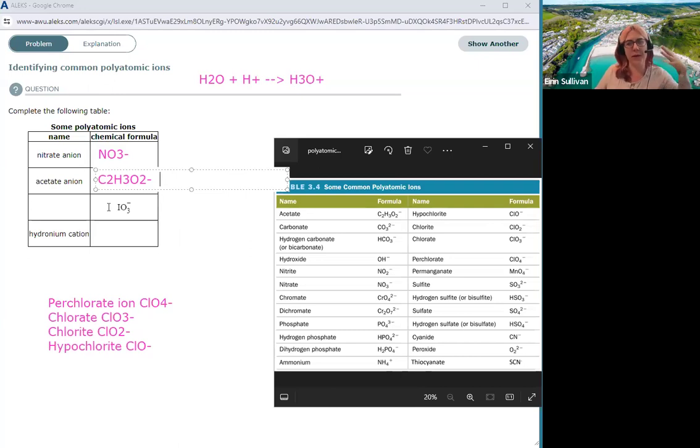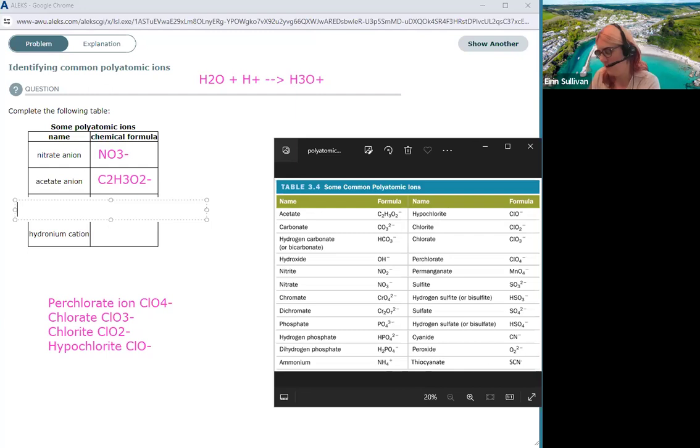So IO3 minus follows the same pattern as chlorate versus chlorite. This will be the iodate ion. And then the hydronium cation we already did, which is H3O plus. Okay, so I'm sorry you have to just learn those ones, but it does get easier over time.